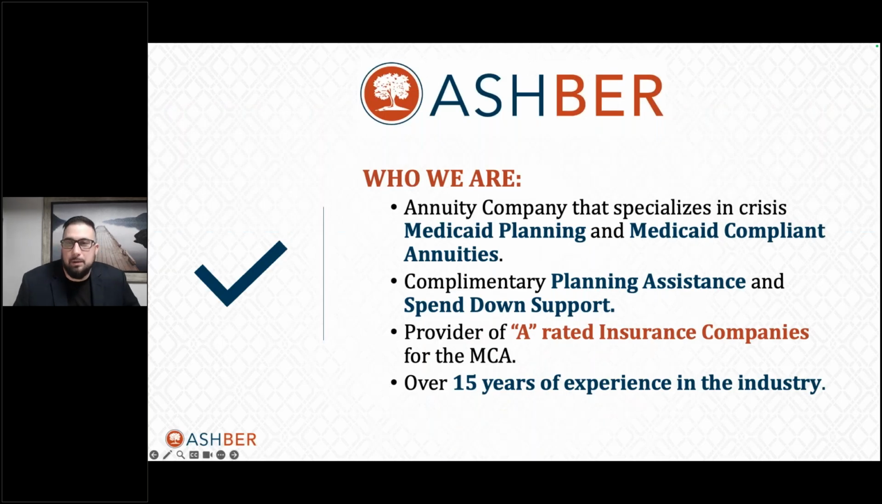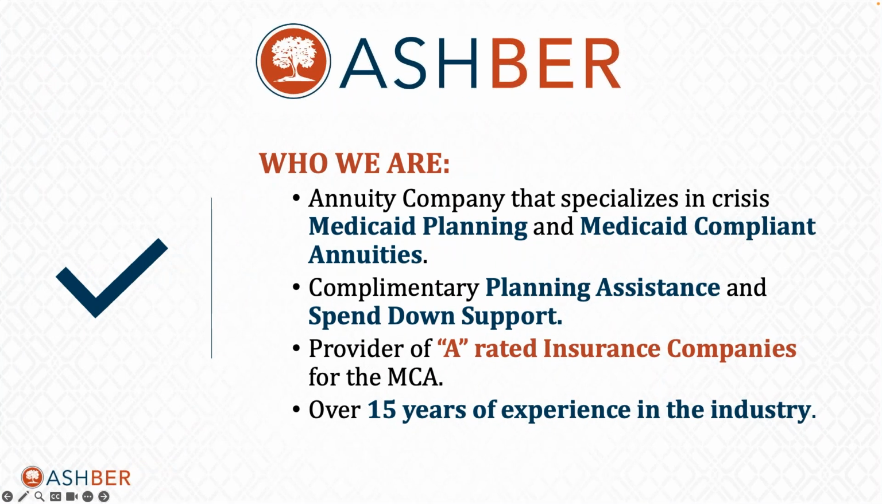Before we talk about that, I do want to discuss briefly who we are. Ashburn is a national wholesaler of Medicaid compliant annuities. Basically, we provide Medicaid compliant annuities to essentially every state, and we also provide the planning analysis and spend down support to put these annuities in place. Complementary planning analysis can be suggestions on how to move the assets so that we're Medicaid compliant, but also maximizing Medicaid eligibility for an individual. We also work primarily with A-rated insurance carriers, even on our real short-term annuities that we sell through American Century, but we also work with carriers like Standard and Nationwide.